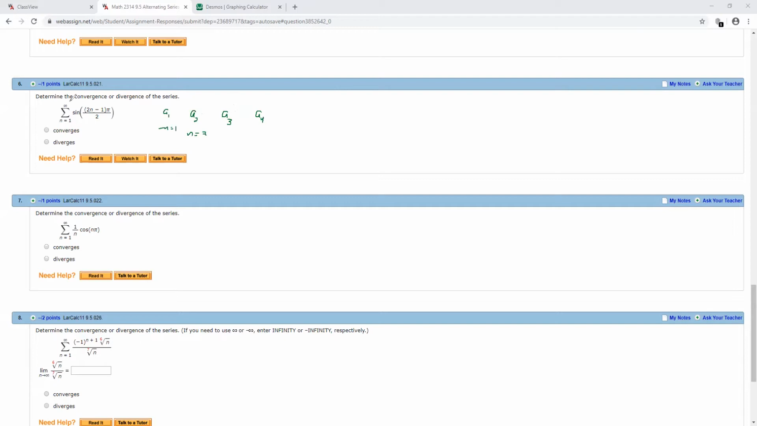This looks scary here, different, because I don't see any -1 to the n plus 1 or something like that. But let's just, well, we have to analyze. Let me write it down here. First term, second term, and so forth. So no matter how scary or unscary this looks, we still can plug it in and see what we get. So when n equals 1, we're going to get sine of something. All of them are going to be sine of something.